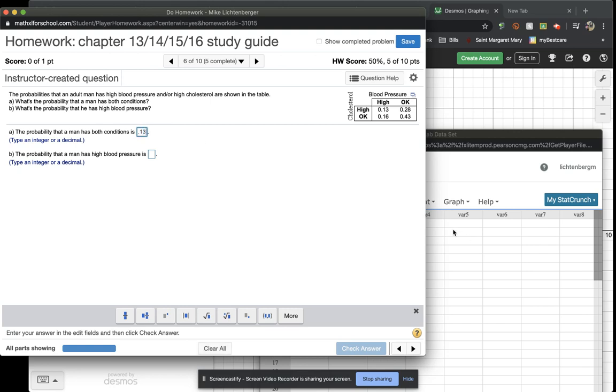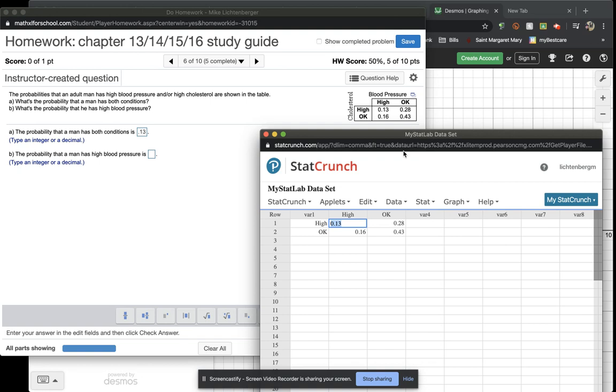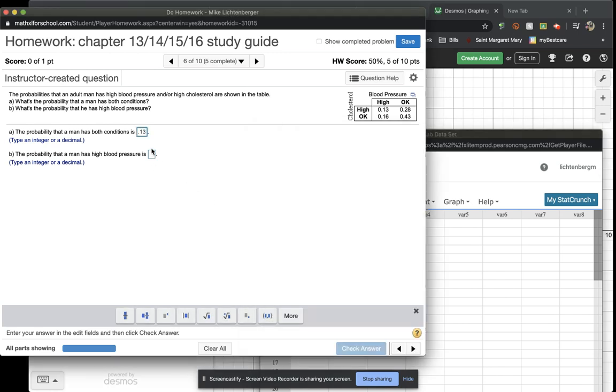Okay. Probability that a man has high blood pressure. High blood pressure is this column here. So you could have high blood pressure and high cholesterol, or you could have high blood pressure and okay cholesterol. So it's the total of this column, 0.13 and 0.16. So that's 13% and 16% is 29%. That's the answer.